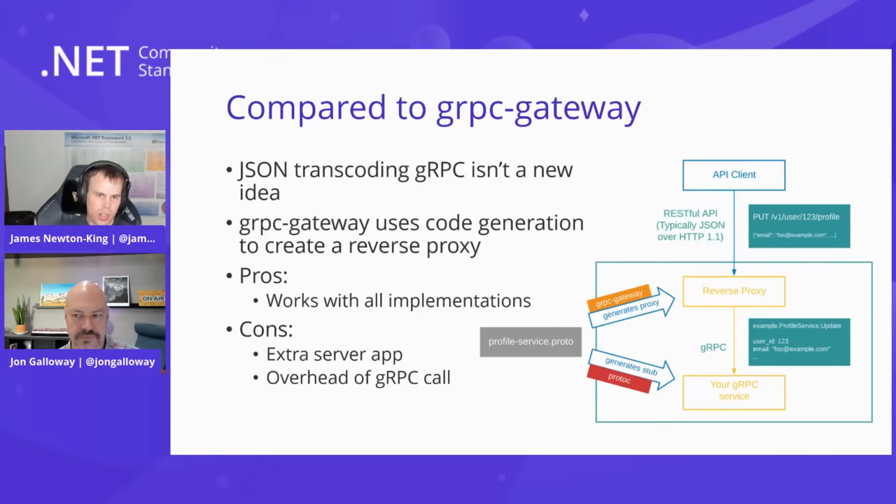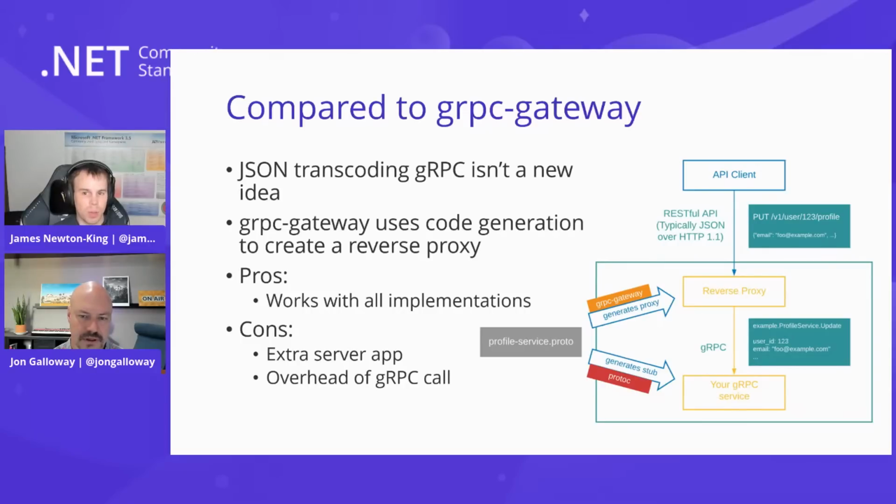So JSON transcoding that I presented here isn't actually a new idea. There have been other technologies like grpc-gateway and Envoy, which are both reverse proxies that have supported this feature for a couple of years. The features that they support are very similar. You still use those same JSON Protobuf rules for mapping between the two. You use the same annotations. The key difference is really how they're implemented compared to JSON transcoding in .NET.